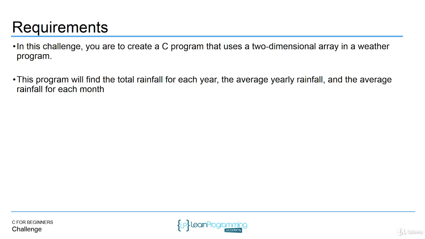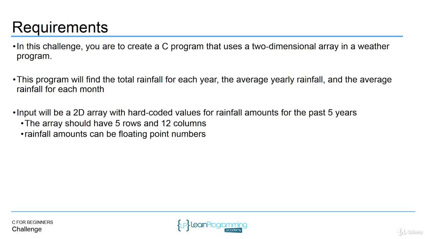This program will find the total rainfall for each year, the average yearly rainfall, and the average rainfall for each month. So those three things are going to be output. The input is going to be a two-dimensional array with hard-coded values for rainfall amounts for the past 5 years. So what this means is you should create a 2D array that has 5 rows and 12 columns. The rows are going to represent the past 5 years, and then the columns are going to represent the months.